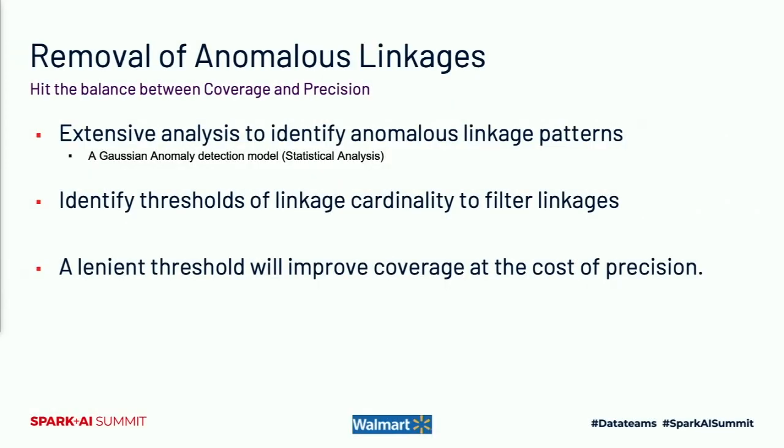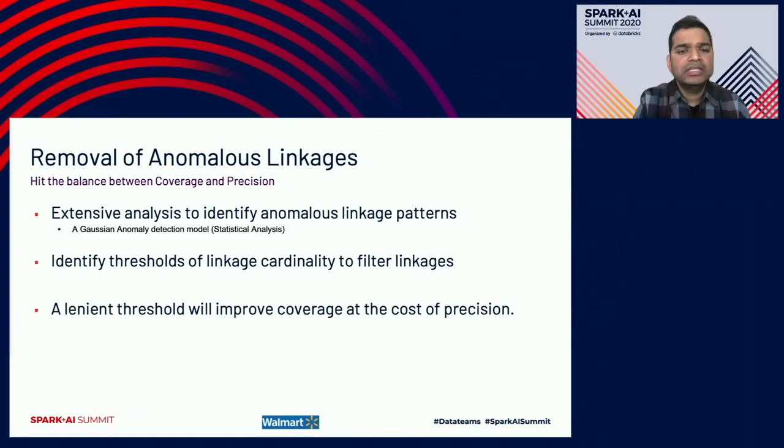So how do we tackle these anomalous linkages? We have built a Gaussian anomaly detection model, which helped us to see what is a normal distribution of data for any linkage that we are receiving. What is a normal linkage, what is a normal distribution of data, and what is an outlier or an anomaly. So this helped us give some thresholds as guidelines for us to eliminate and remove some of these anomalous linkages before they even go into the graph processing.